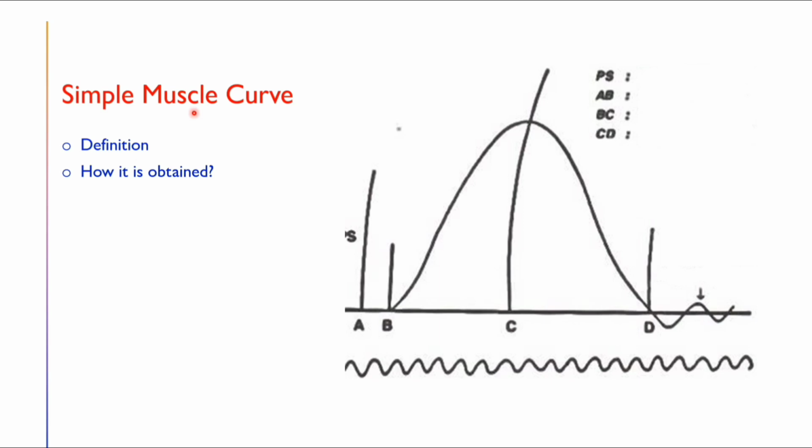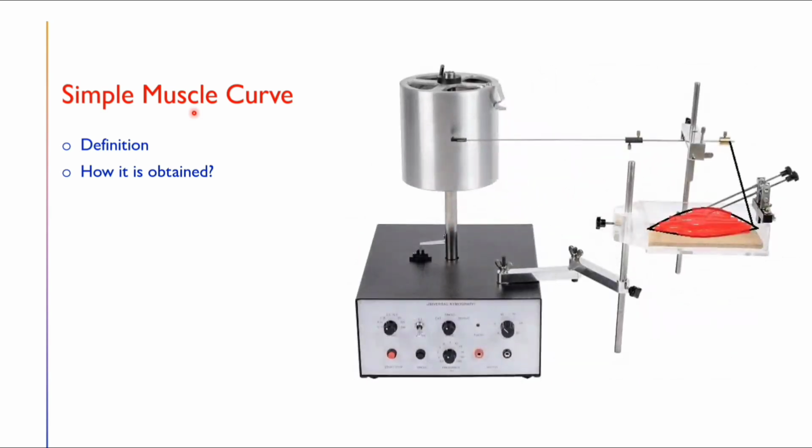How is it obtained? So what is the setup of obtaining simple muscle curve? So this is the setup. Now this instrument is the kymograph. This kymograph is a moving drum which is attached through a rod to a motor. This is the muscle lever which writes on the kymograph. On the moving drum of the kymograph there is a smoked paper. On the smoked paper this muscle lever has a pointer which marks the graph. This rod like structure is a muscle lever.